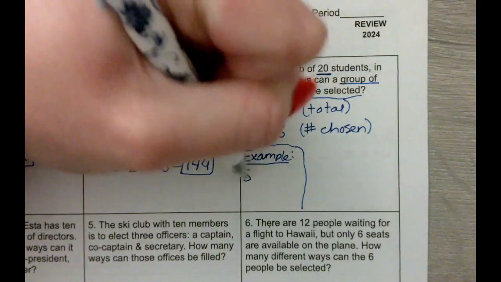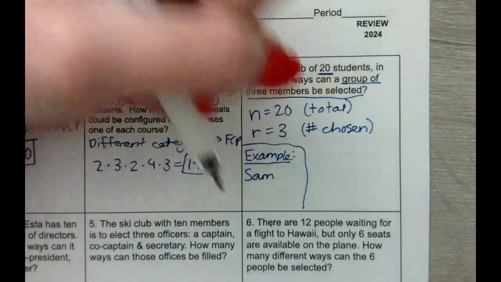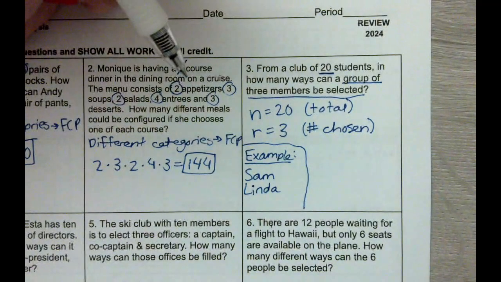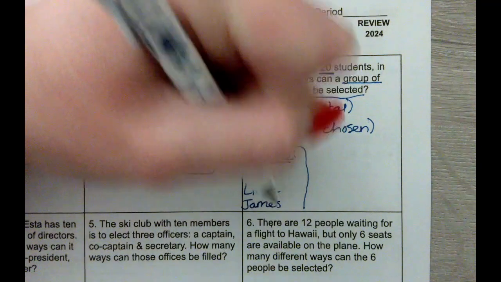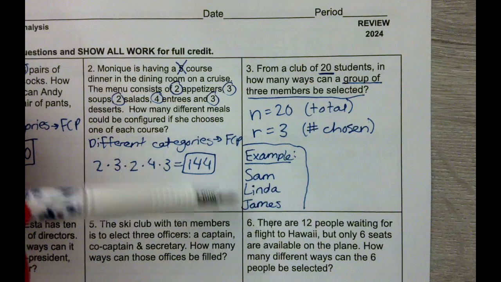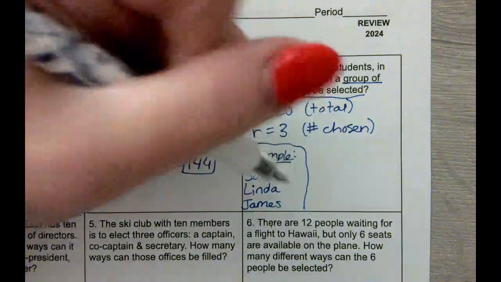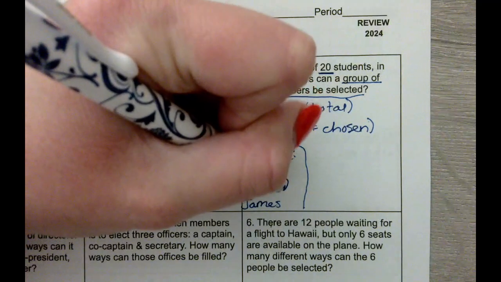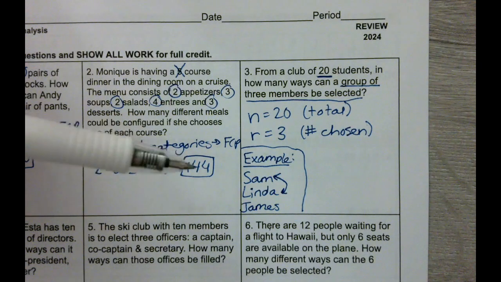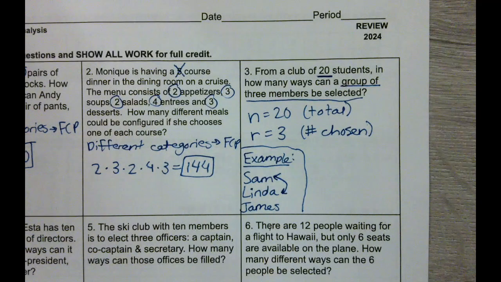So let's say my 3 names are Sam, Linda, and James. So those are my 3 names. Those are the 3 students I selected. Now remember, the question to ask yourself, if I switch around the order of any of these names in my 3 that I've chosen here, so let's say I swap Sam and Linda. If I swap their places, does this make a difference in what I chose? No. I still have the same 3 people in this group here. They're not assigned any specific responsibility or position. They're the same 3 people.